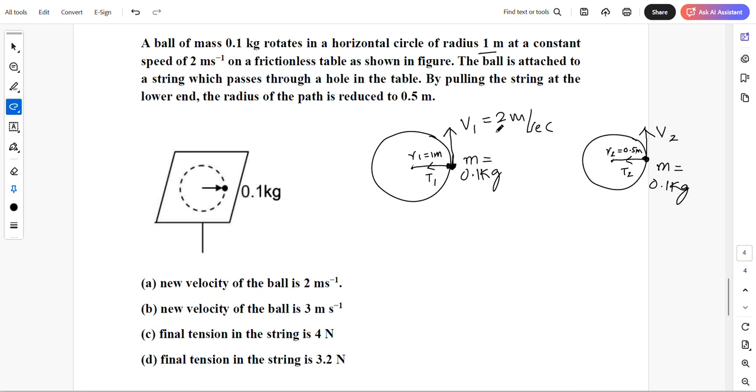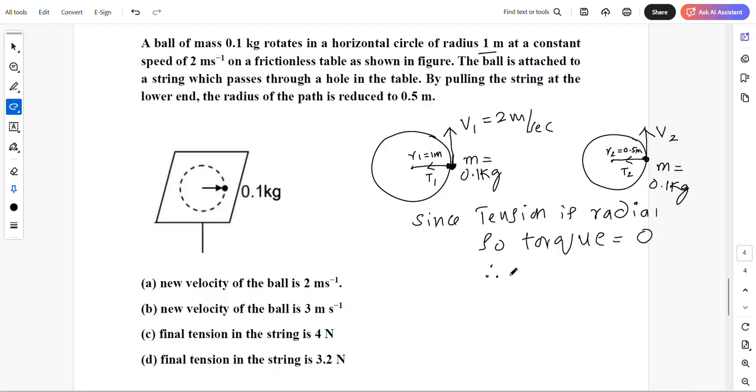Everything initial I've written: V1, R1, T1, V2, R2, T2. Now, here what is happening? Since tension is radial, the torque is equal to what? Radial torque is equal to 0. Therefore, angular momentum is conserved.